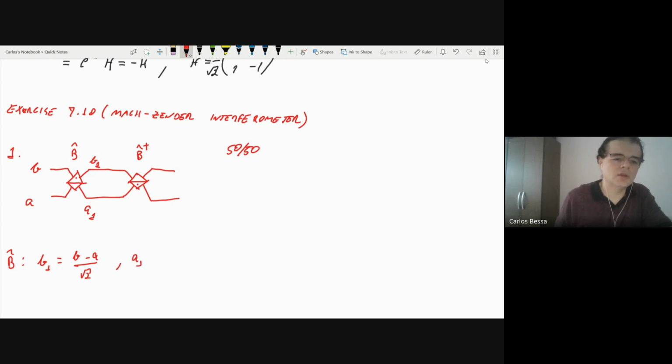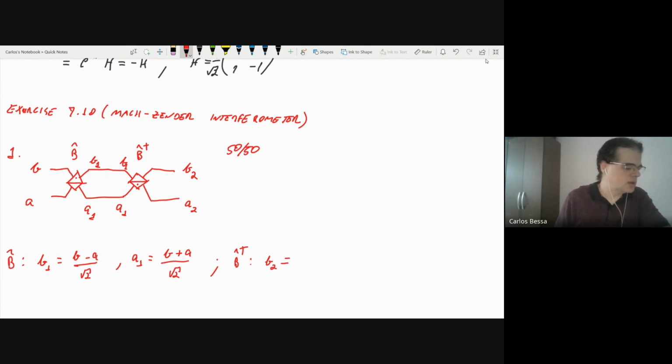And A1 is B plus A over square root of 2. So this is my output here, but it will be the input in the B dagger. So when I apply this to B dagger, this is my input. In my output, I'll call B2, A2.